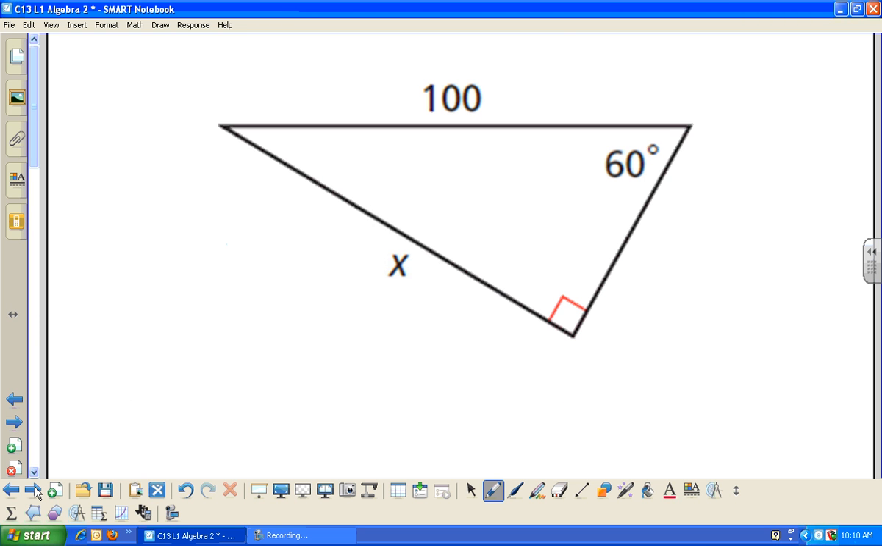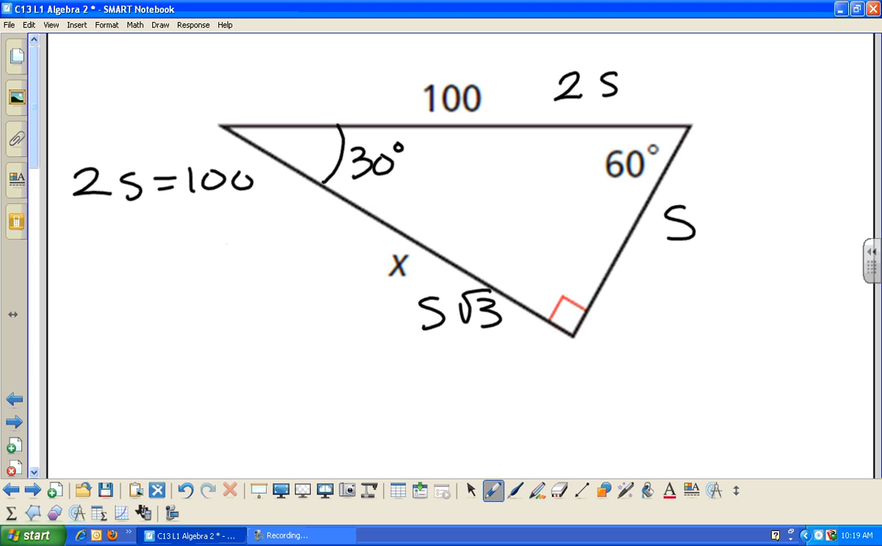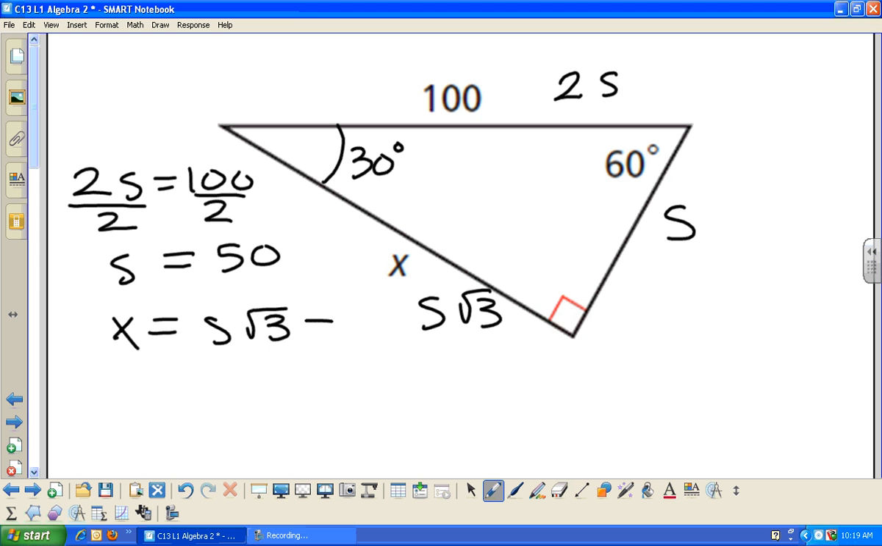Now if I have the problem, this would be a 30, 60, 90 triangle. So that means I know across from the 30 is S, across from the 60 is S square root 3, and across from the 90 is 2S. So if I want to solve for S, I can say 2S is equal to 100, divide both sides by 2, S will be equal to 50. So if I'm looking for x, x is the same thing as S square root 3, which is the same thing as 50 square root 3.